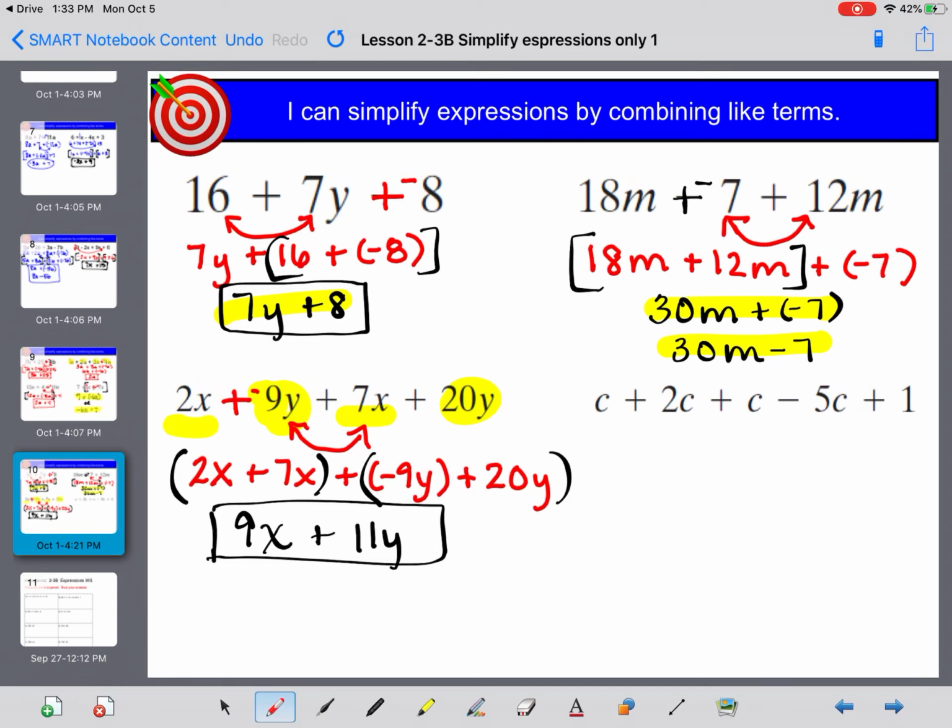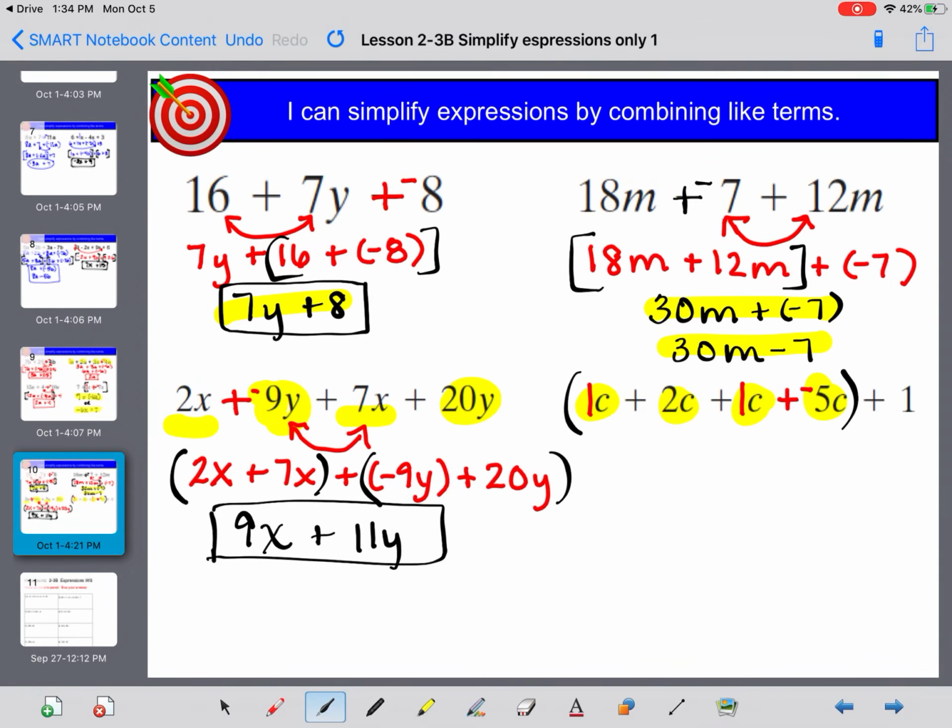All right, the last one. I want to write in the invisible 1 coefficient. I want to change minus 5c to adding negative 5c. And then it looks like I'm ready to rock here. I do not need to change anything. I do not need to use the commutative property because the c values are all right next to each other. I'm ready to just combine them using the associative property.